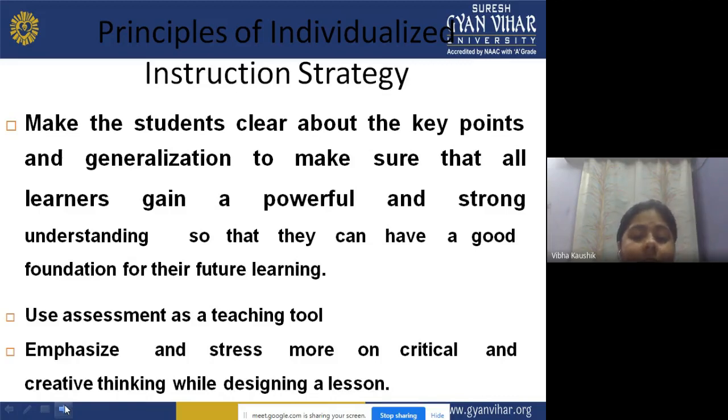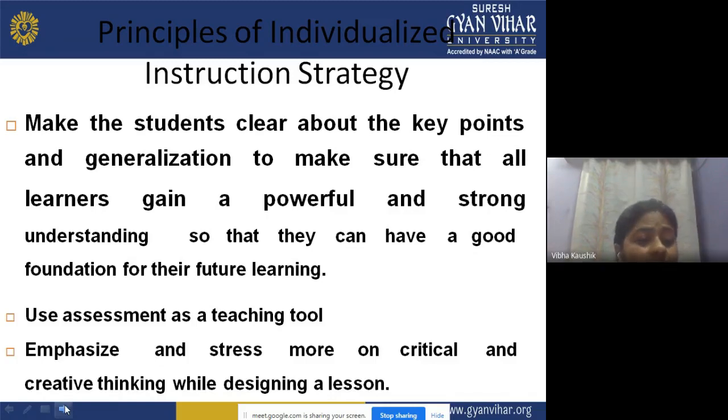Use assessment as a teaching tool, to evaluate the teaching-learning process. Emphasize and stress more on critical and creative thinking while designing a lesson. When a teacher is going to plan a lesson, the focus should be on developing critical thinking, so that the student will be able to know what is right and what is wrong, and creative thinking, so they will start thinking at a divergent level.